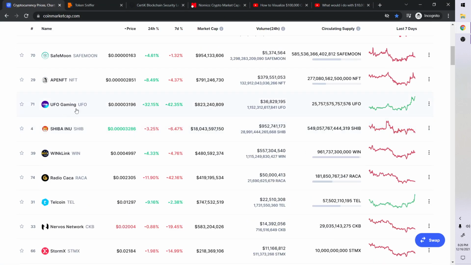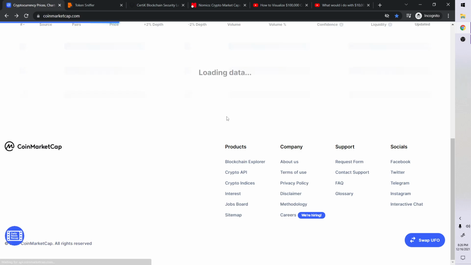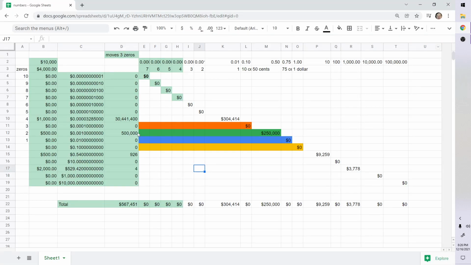It's a UFO gaming. Yeah, that's fine. 1, 2, 3, 4. Or I have one for the 4. Let's do one for the 3. Yeah, let's pretend, right? Let's pretend like I found a token that is 10 zeros and it goes to 7 zeros. It could happen. You never know, right?